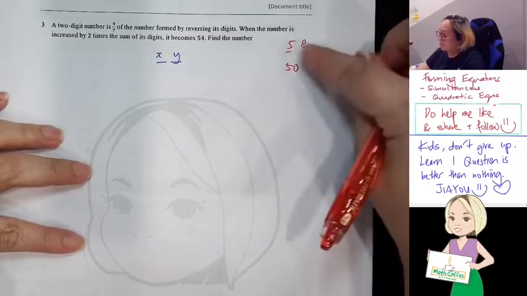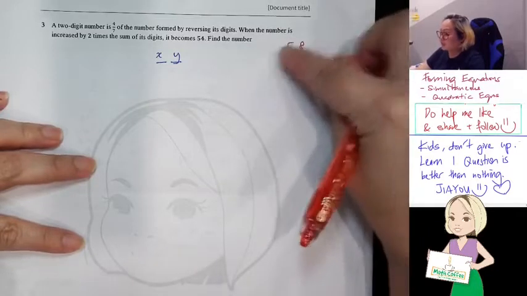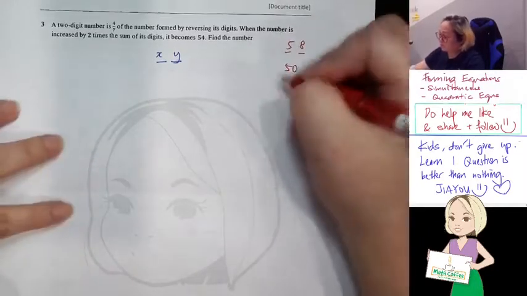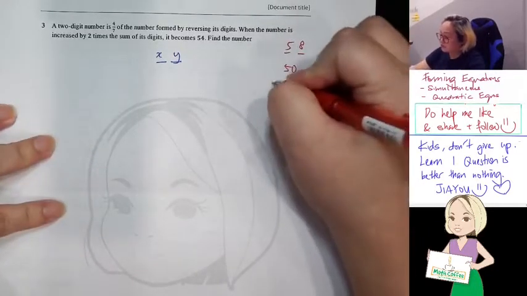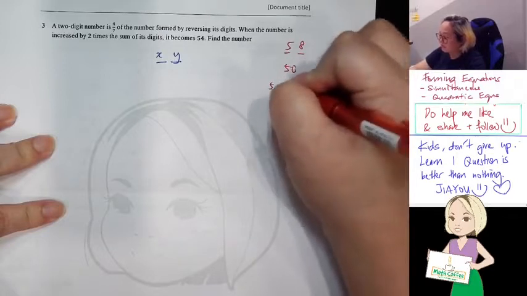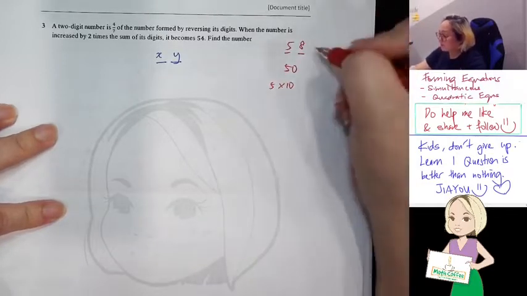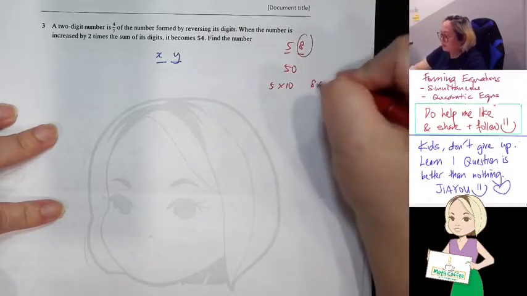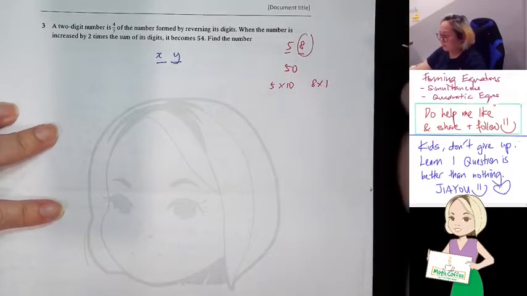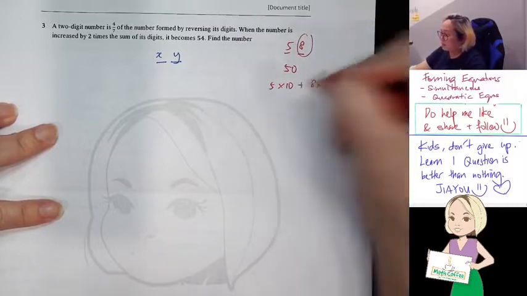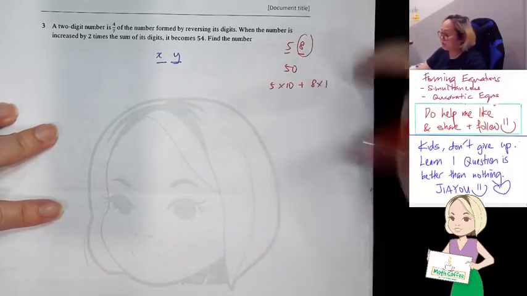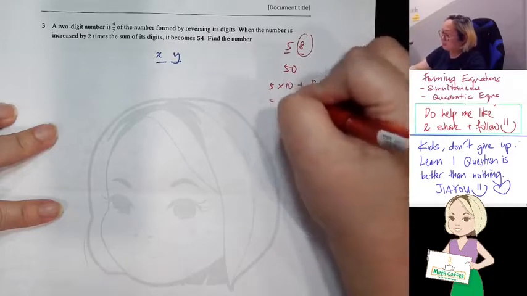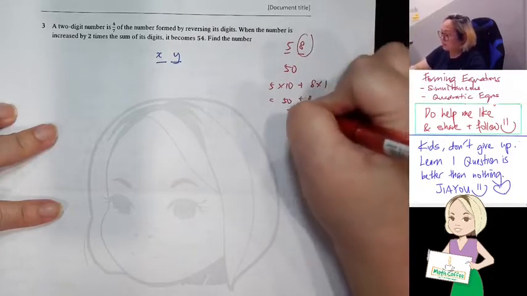Okay, so the value of the 5 in this number is 50. So how do we get 50? It's because it's sitting in the tens position, so we do 5 times 10. Then the 8 is sitting in the ones position, so it's just 8 times 1. If I add the values of the 2 digits, it becomes the number: 50 plus 8, and that's how we get 58.